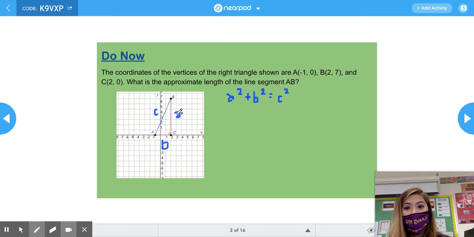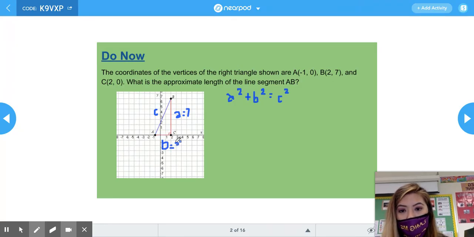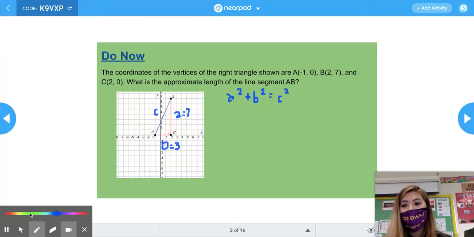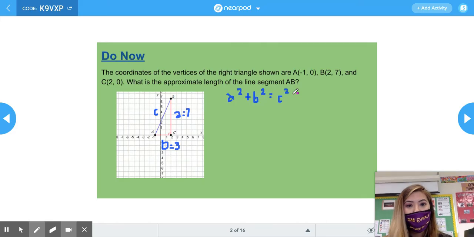So we have A, B, and C labeled, and now we're going to have to figure out what is the length of A and B. So I'm counting 1, 2, 3, 4, 5, 6, 7. So A is 7 units. B is 1, 2, 3. So now that I've found out what the lengths of A and B are, I can go ahead and plug it into the Pythagorean Theorem equation.